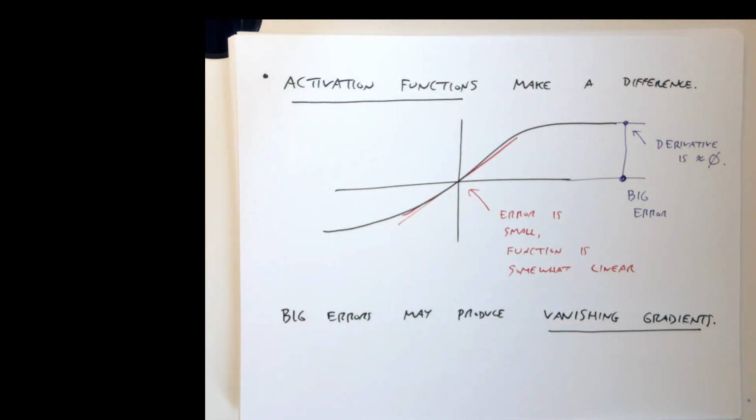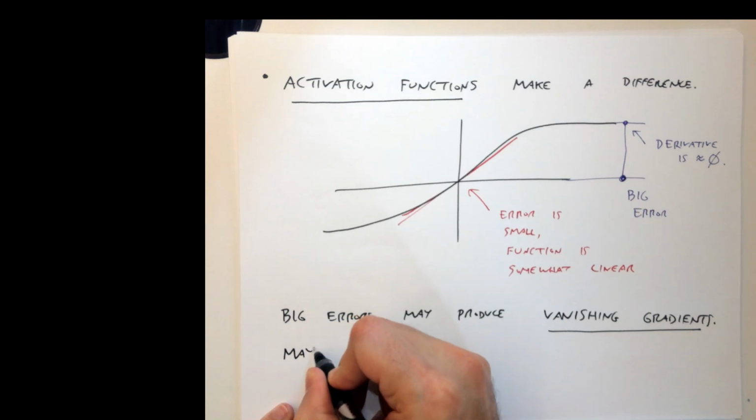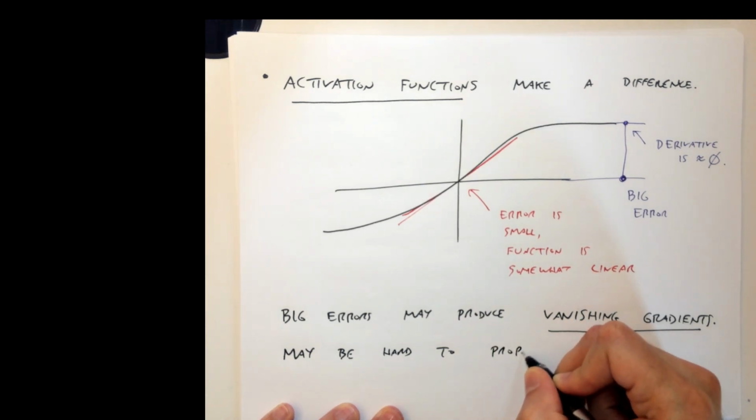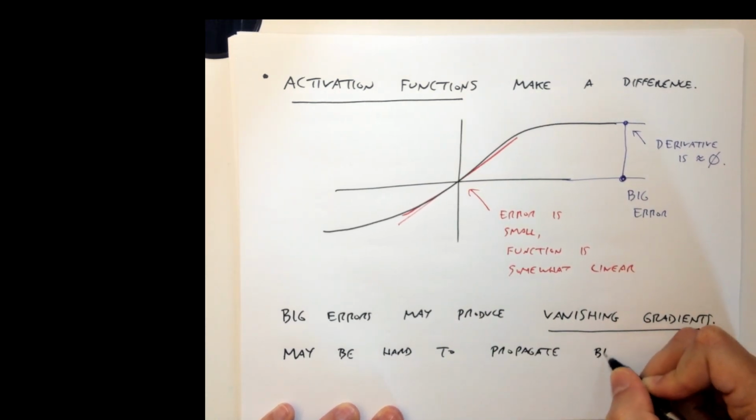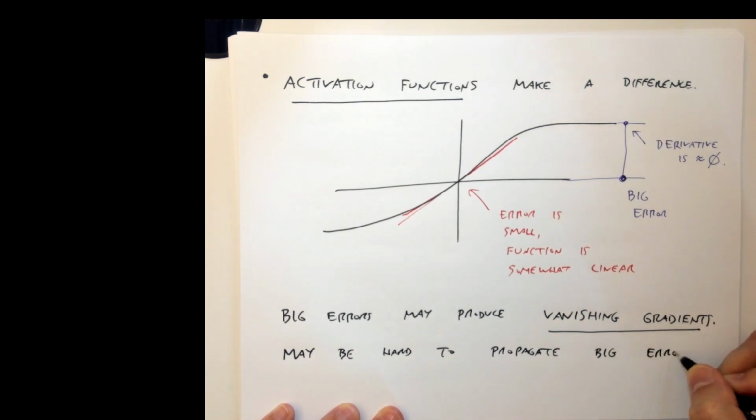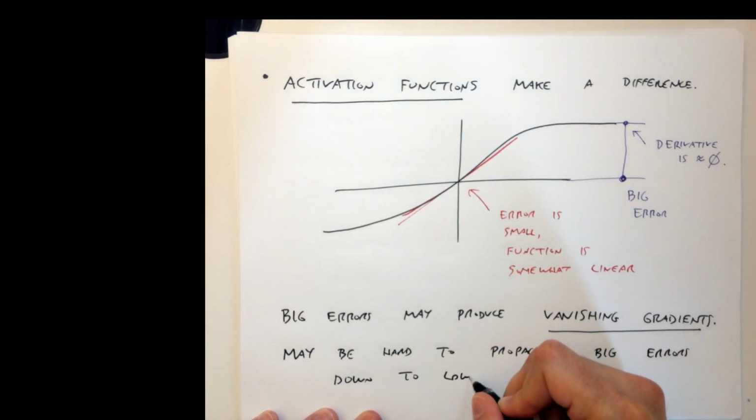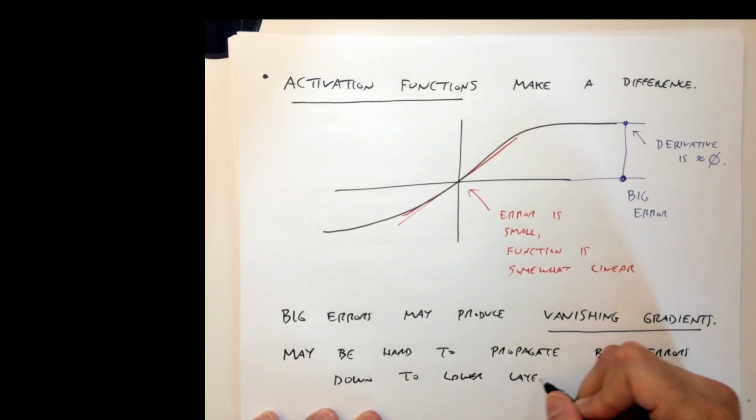And the result is that the weights that you're trying to change at lower levels of the network are not going to change very much at all because this number is so close to 0, right? So what that means is that it may be hard for large gradients to propagate back into lower levels of the network. So let me write that down. So it may be hard to propagate big errors down to lower layers.